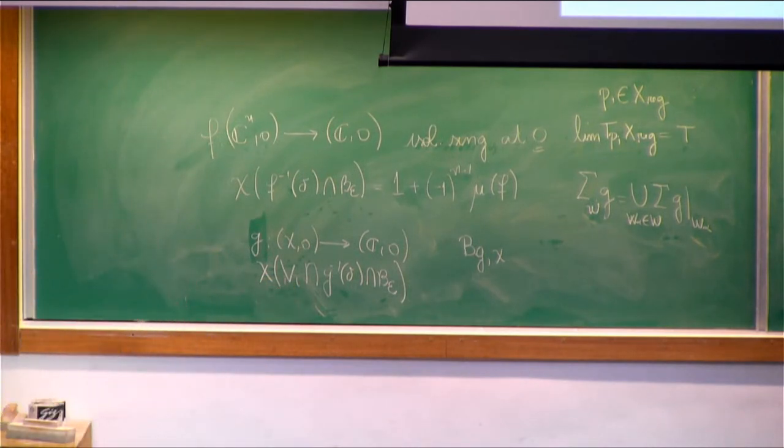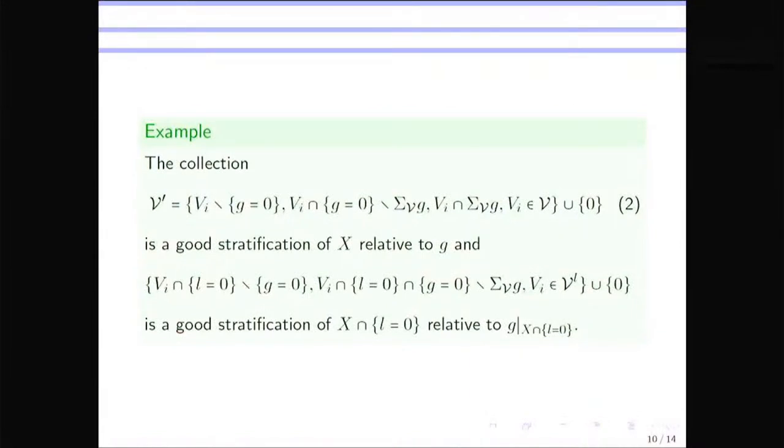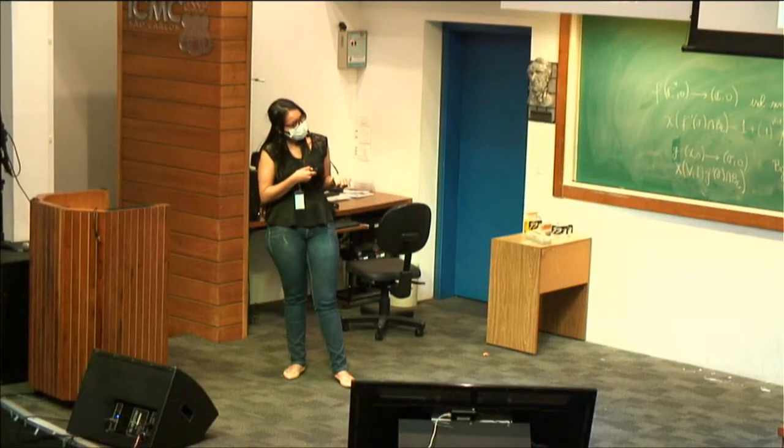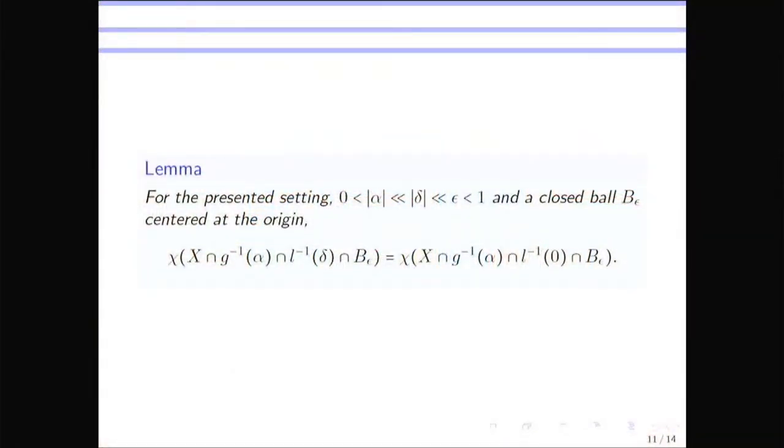And not only could I compute this Euler characteristic, I could also use this collection to build a good stratification of this slice of X. So here we have our hyperplane, the one defined by our generic linear form. So we can cut our space and still have a good stratification of this space relative to G. And using this second stratification, we could compute this Euler characteristic. Here I didn't put the strata, but I want you to understand that we are looking at each one of those strata. So we look at this intersection, the fiber of G and L intersected, and the topology of this intersection is of the same type that we see over here. All right.